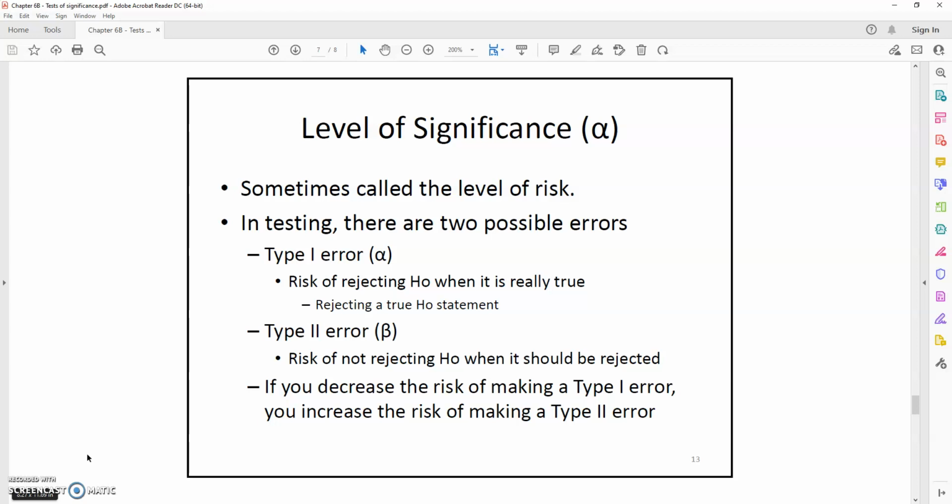The problem with these two types of error is that if you decrease one, say decrease the risk of making a type 1 error, you increase the risk of making a type 2 error. So there's a balance. And it comes down to which type of error you are more comfortable with.